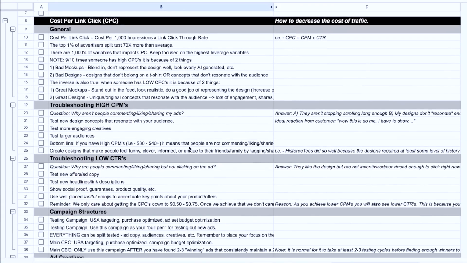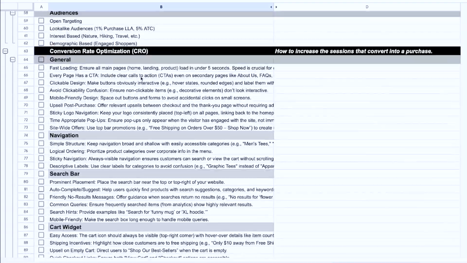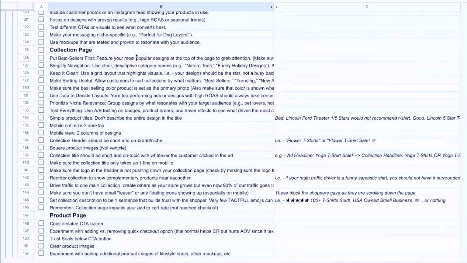But fundamentally, it's not enough to just be following how we're moving the cube. If anybody skipped over that section of the course, that metaphor probably sounds super confusing, but moral of the story, we need to learn fundamentally what impacts cost per link click, what impacts conversion rate, and what impacts average order value.